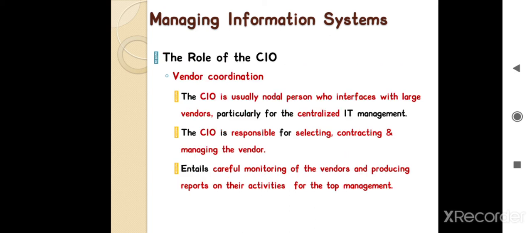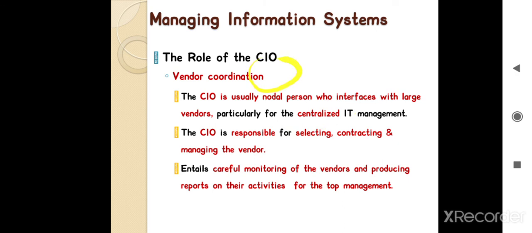Second one is vendor coordination. Already we have seen there is a need of one person or a team from a client organization for communication with the vendor. So the CIO is the person who might be responsible for this vendor coordination. The CIO is usually a nodal person who is going to interface with the large vendors, particularly for centralized IT management.